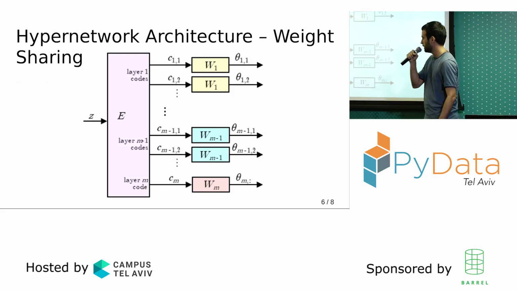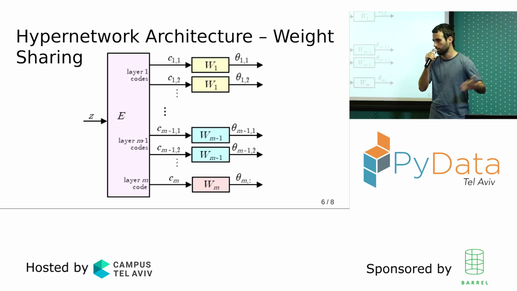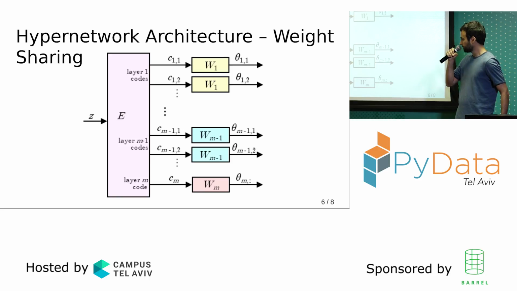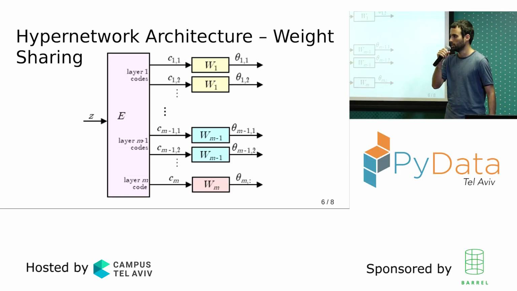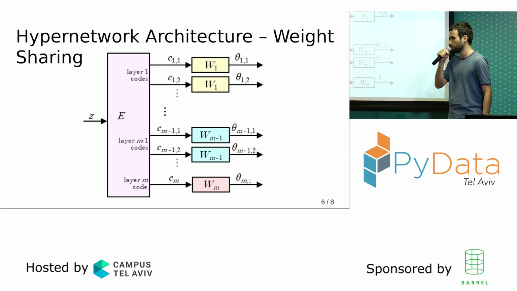So a few words about the architecture of the hypernetwork. The output of the hypernetwork is a weight vector, and a weight vector could be very large. It could be tens of thousands or millions of dimensions, because that's the size of our target networks typically. And we don't want our hypernetwork size to explode, so we somehow need to restrict its size. One way of doing this is by weight sharing.